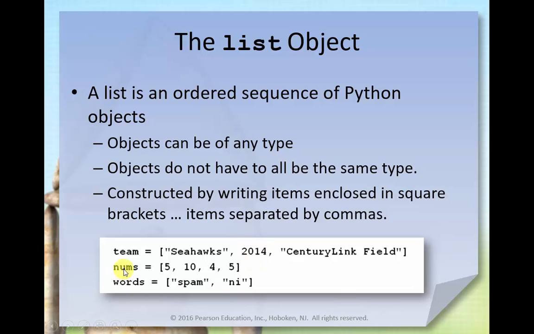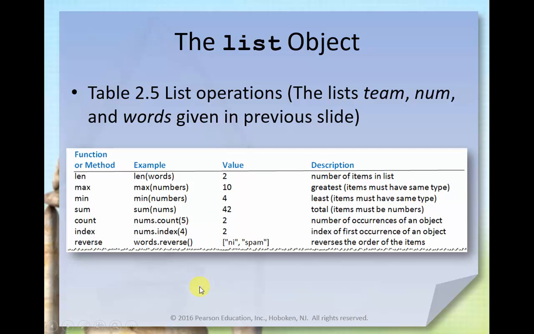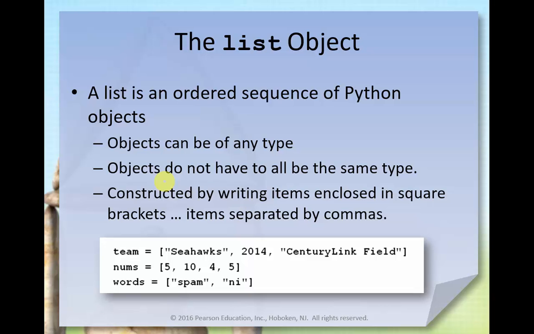Here's one that is nothing but numbers, 4 different numbers, and here's one that is just words, just strings. So they can be mixed or they can be all the same. Now, as you might expect, just like we had a lot of different ways to manipulate and do operations on numbers and strings, we can do similar things on lists. So we can describe the length of a list. Back here, you remember we had in words, there were 2 of them.